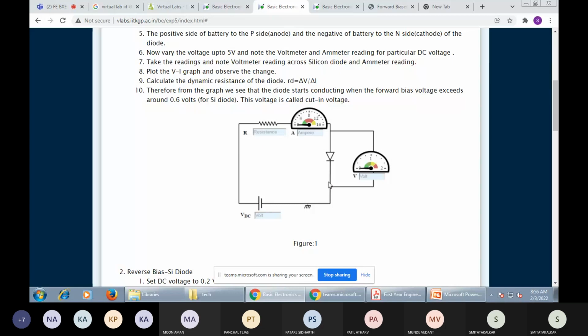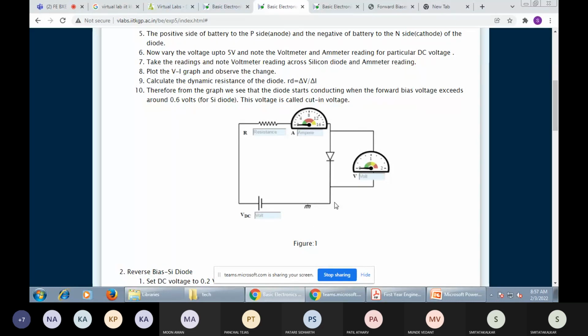And in between, here the cathode is connected. The cathode is positive, but here the supply is negative. Then the ammeter is connected to the negative and the positive terminal is connected to the P region. Positive P region, negative N region. Here the resistance is connected to the supply.